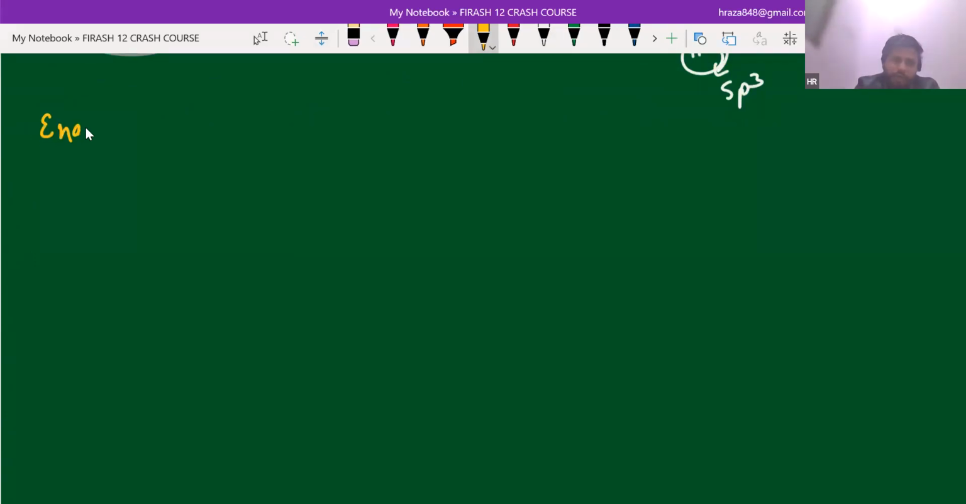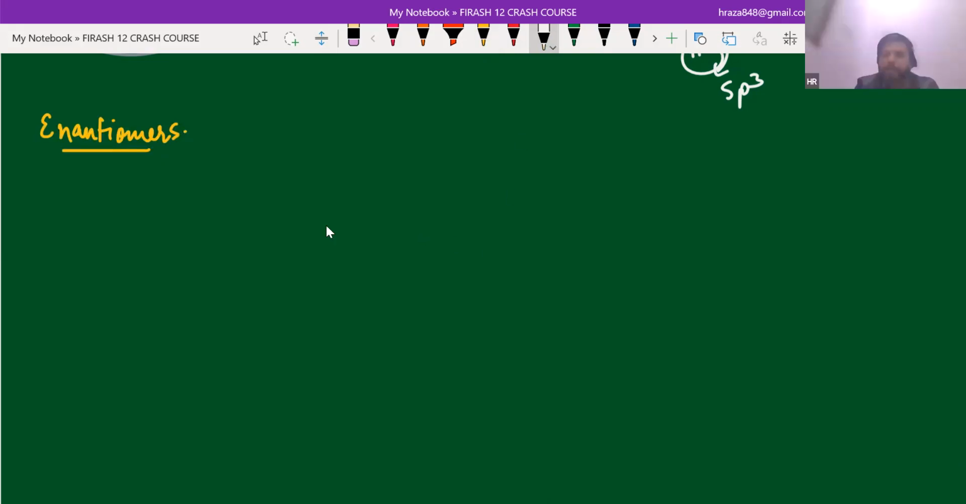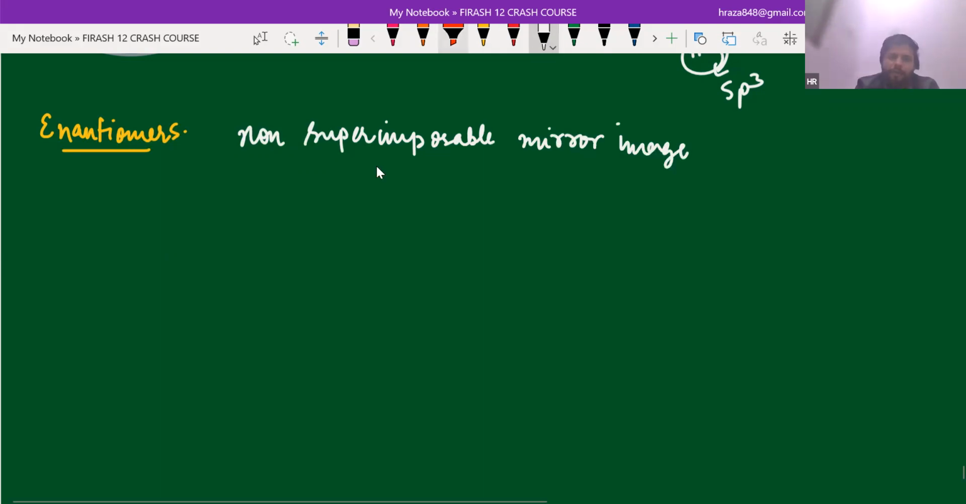Enantiomer. Do you know what is enantiomer? Yes or no? They can't be superimposed. Non-superimposable mirror image. Very good. Then it cannot be superimposed. Non-superimposable mirror image. That is basically your enantiomer. Now come to the point. This is non-superimposable mirror image.